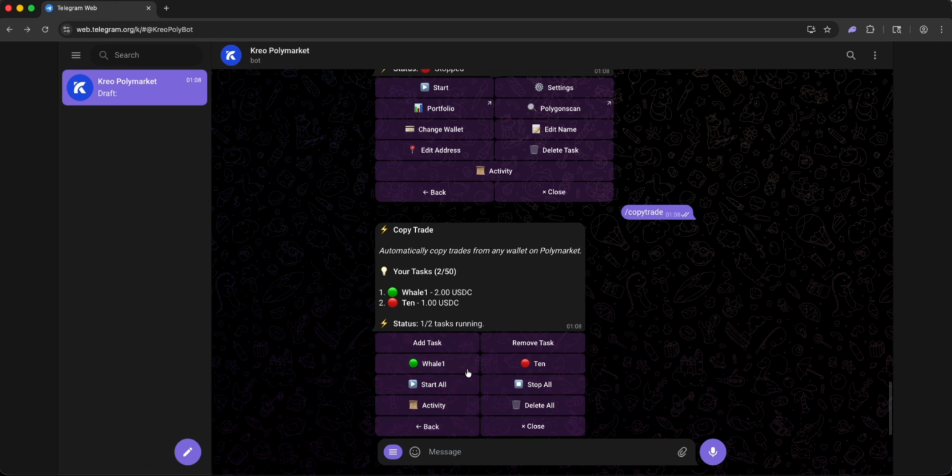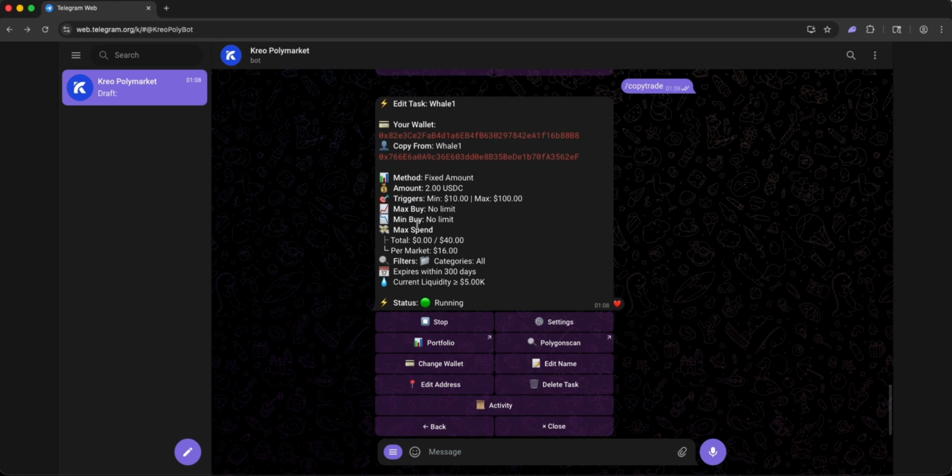I can click on the specific copy trade tasks and I can see everything, an overview of the task itself. I can edit the settings of that task. I can view that portfolio on Polymarket. I can view it on Polygon Scan. I can change the wallet that I am trading with. I can edit the name of the task, and I can edit the address that I'm copying from. Or I can delete the task right here if I don't want to copy trade them right now.